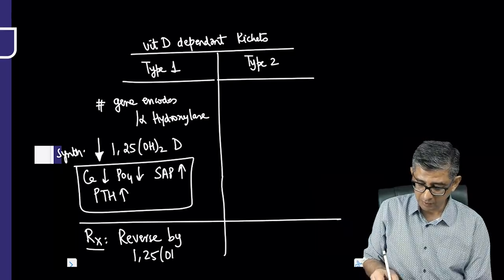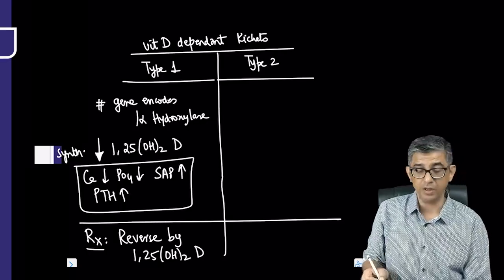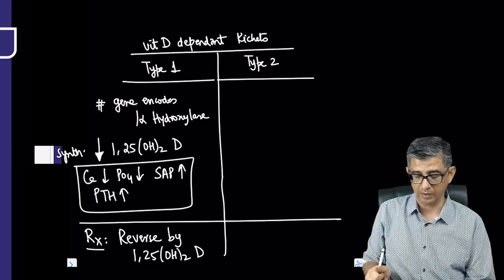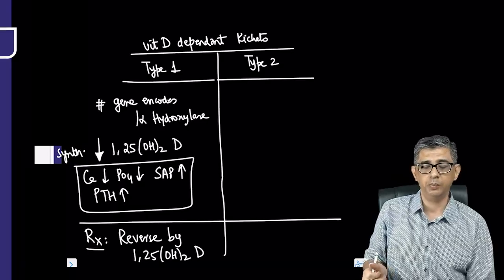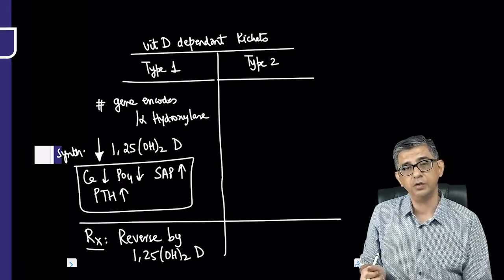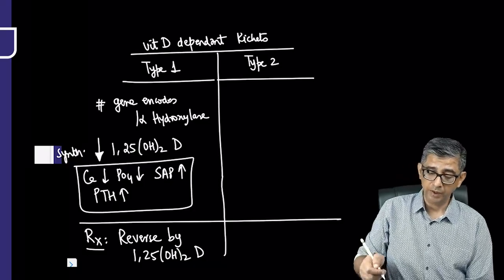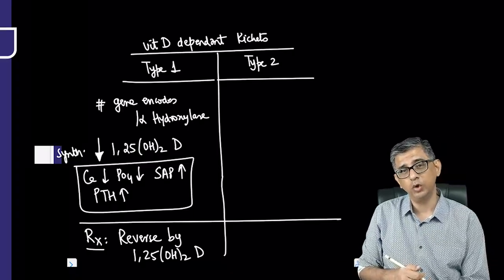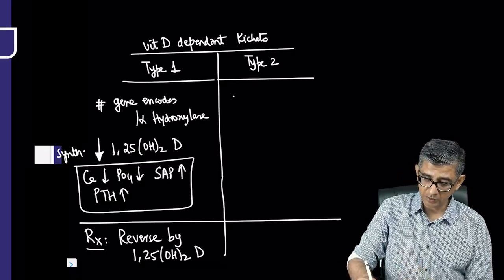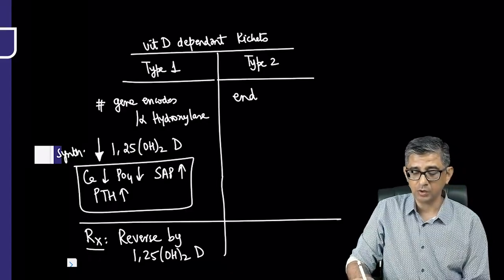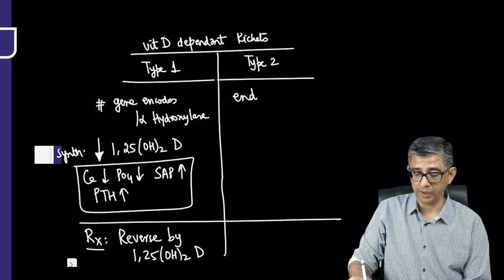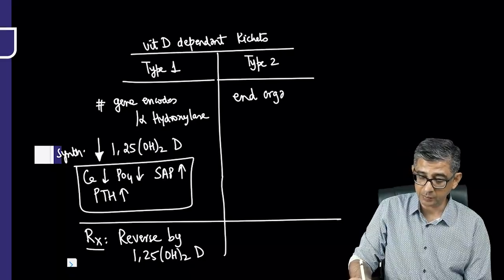We have 1,25 dihydroxycholecalciferol, the active form of vitamin D, available that can be given to the patient, and the rickets component in the patient would be treated. It's the active form that needs to be given. When I talk about type 2, that's actually the true form of it. In this case, the problem is not with synthesis of vitamin D. It is end organ resistance. It is the receptor defect.